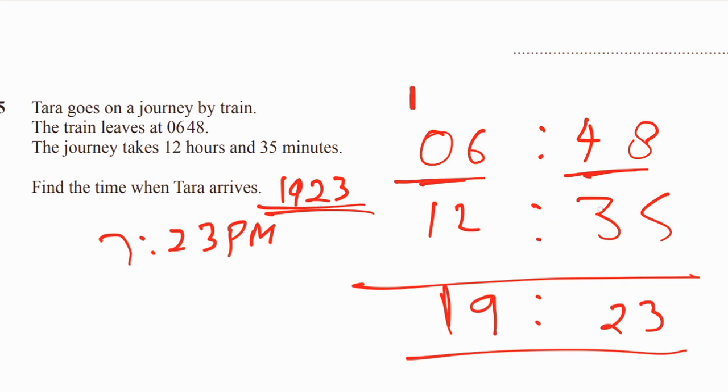Always remember, whenever minutes are given, just add the minutes. If the number of minutes is more than 60, just subtract 60 and convert the 60 into 1 hour, as here. Okay, and we just carry the 1, and the rest of the value we write here. Next question.